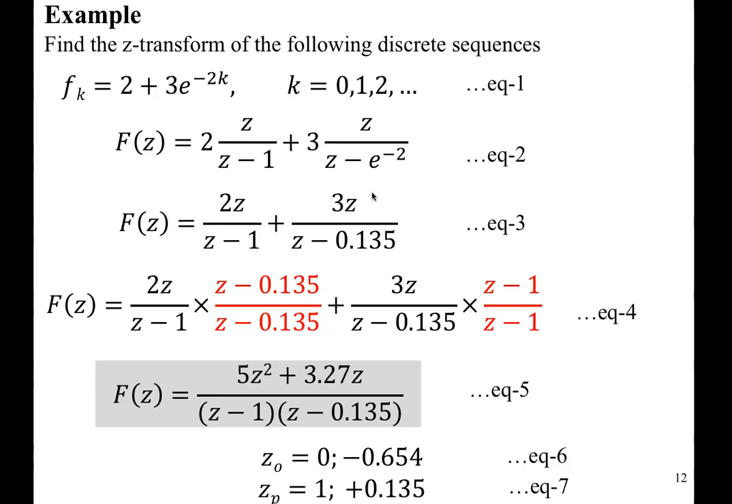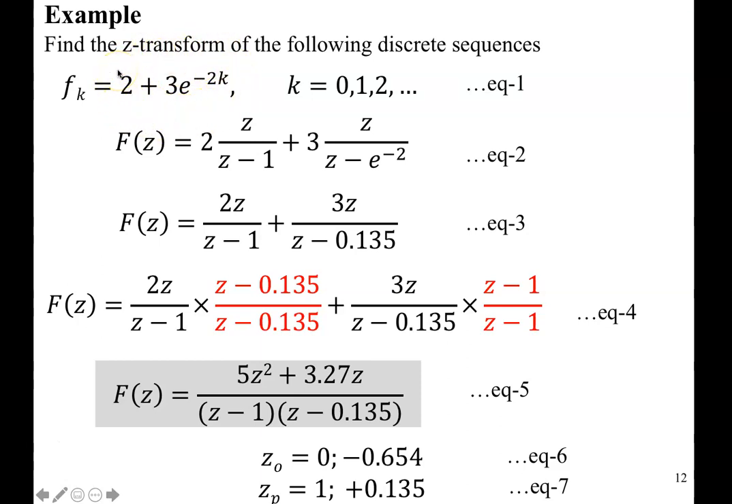So with that property, I can give you another example here. What I want to find is the Z transform of the following discrete sequences. I have a sequence here, 2 plus 3e to the minus 2k. Already done the sampling process, so now it is a discrete sequence. I want to find the Z transform of that.